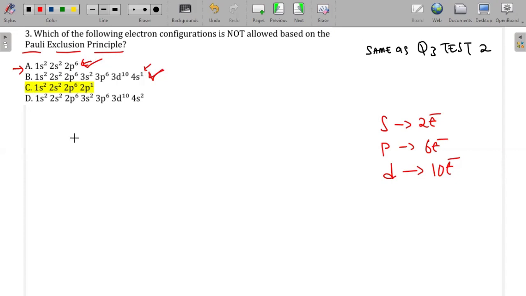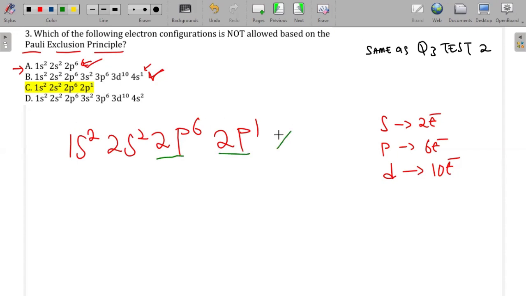But we'll look at C. C is 1s2, 2s2, 2p6, and then again I have a 2p. So when you're writing these configurations, the 2p can only come once. It can't come twice. So this one here is definitely wrong. The electrons are just fine there, but this 2p repeats itself. So this is wrong. Once the subshell has been assigned, it can't repeat itself. So the wrong one here would be option C. Option C is wrong.